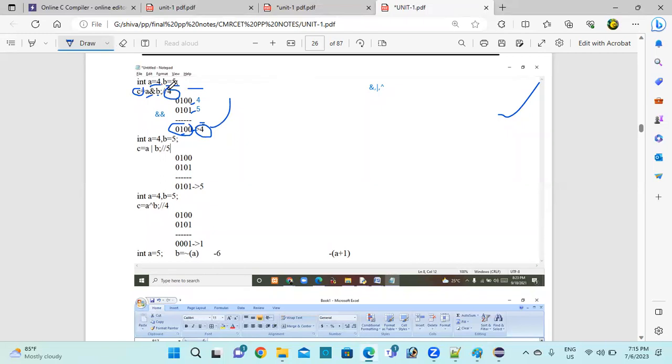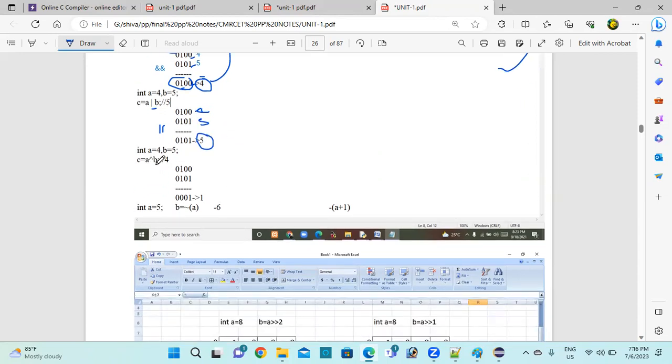4. Next, bitwise OR. Bitwise OR is the same scenario: 4 converted into binary, 5 converted into binary. Here you apply the logical OR table. The logical OR table is: 0, 0 is 0, and all remaining situations are 1. So the answer will be 5.